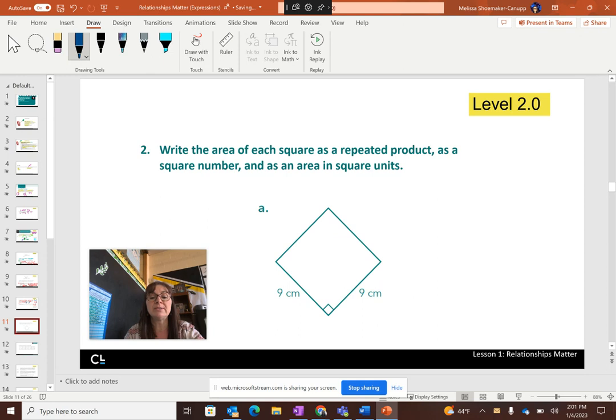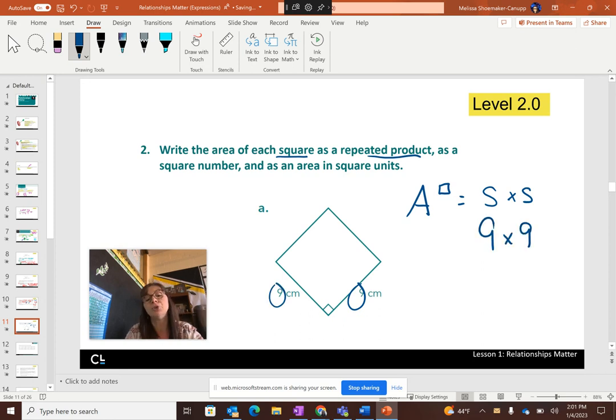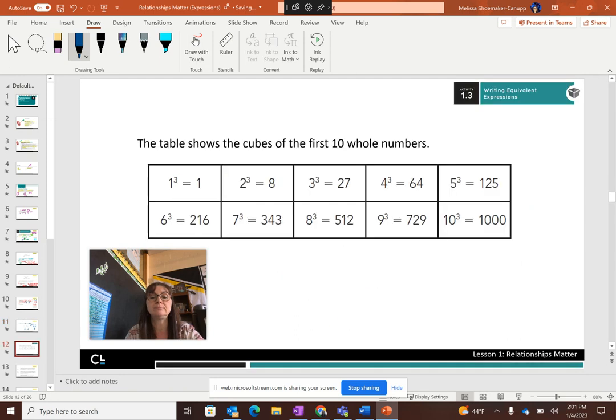Okay, so let's take a look at this. Write the area of each square as a repeated product. That means repeated multiplication. Well, I know the area of a square is going to be the side length times the side length. What's the measurement of the side? 9 times 9. Your new way to write this would be 9 squared. We multiply 9 by itself 2 times.